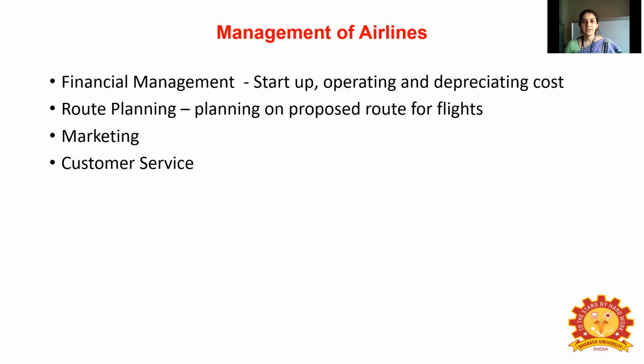The major four factors taken into consideration are financial management, route planning, marketing, and customer service. Financial management: when we talk about financial management, we discuss how the airlines have to be started up, what the operating procedures are, and the depreciating costs. So finance is basically the involvement of money. Initially, investment is very much needed, and for running an airline we have to calculate all that. So, budgetary planning and all that.